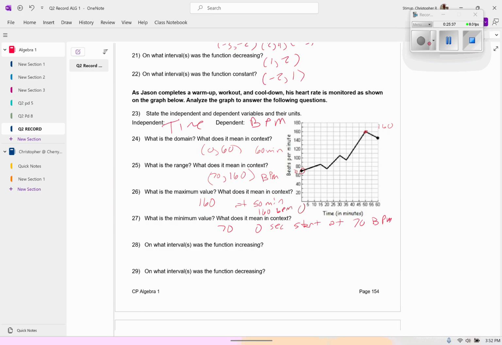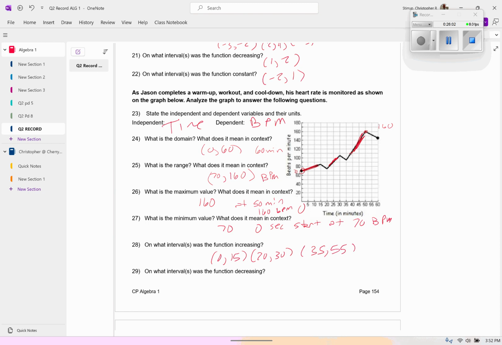Where is it increasing? Well, it's increasing here and here and here. So from 0 to 15, from 20 to 30, from 35 to 55.